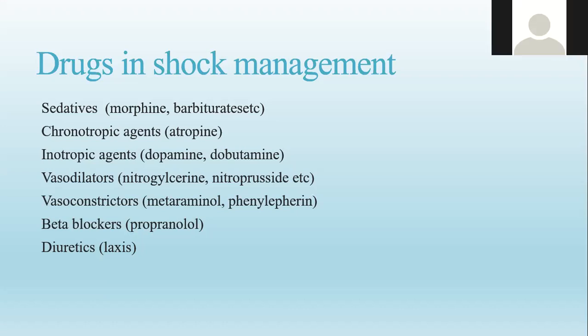Diuretics are also used in cardiogenic conditions when there is high blood pressure. Patients may have severe blood pressure, more than 210, systolic maybe 200 and more. So in those conditions, these diuretics are to be used to decrease the blood pressure.